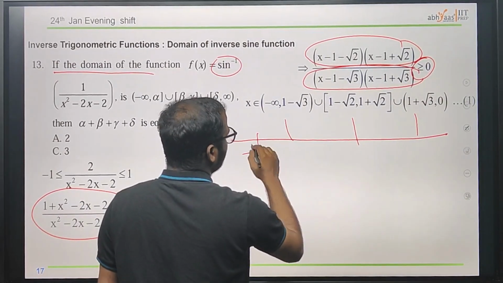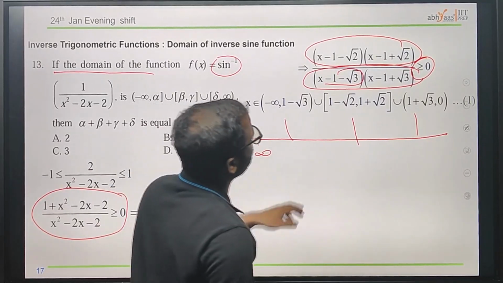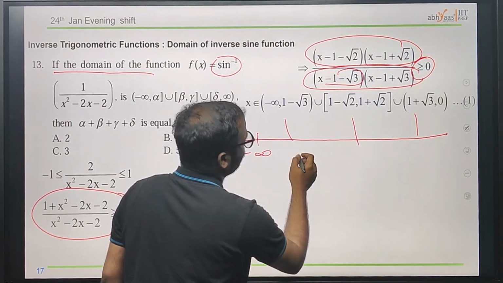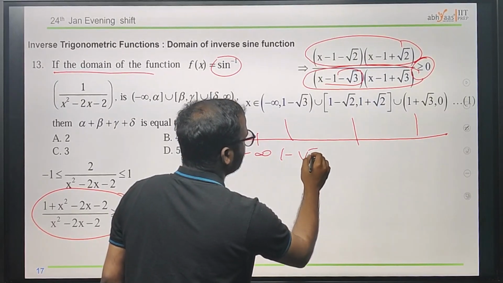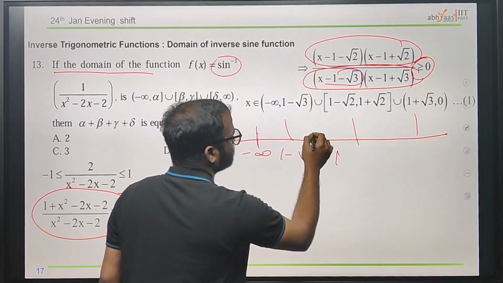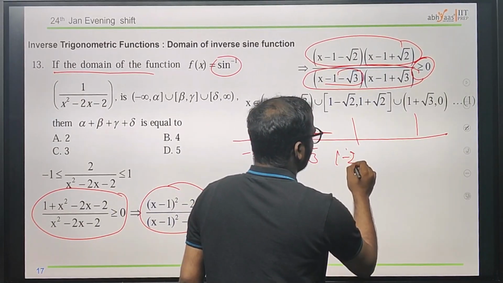Now it is coming from minus infinity. If you substitute 1 minus root 2, 1 minus root 3, we have this term. I hope you understood what I'm saying. This is a situation, and similarly we just ignore this region, and we got the 1 minus root 2.